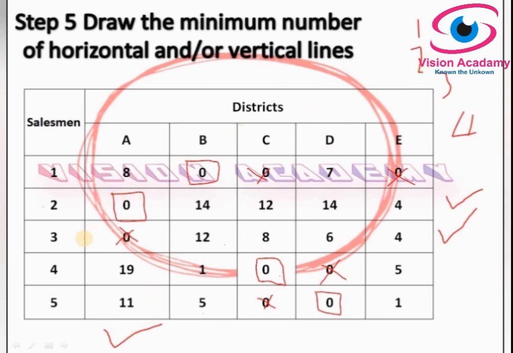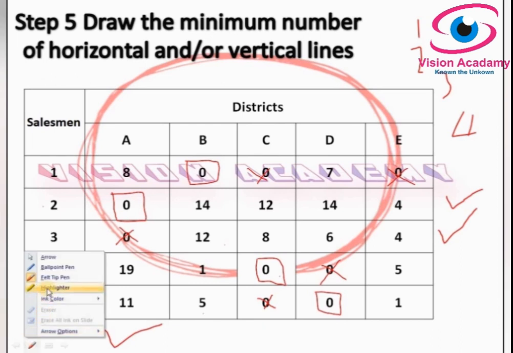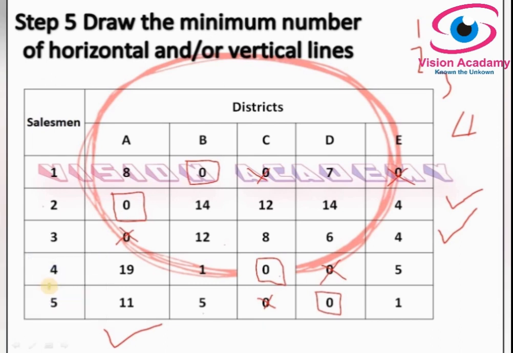After doing so, step 5.4 says draw a straight line through all unmarked rows and marked columns. This is very important. First you have to search for unmarked rows. Here there are 2 marked rows, and the rest of the rows are unmarked rows. These 2, that is row 2 and row 3, are marked rows, and row 1, row 4 and row 5 are unmarked rows.